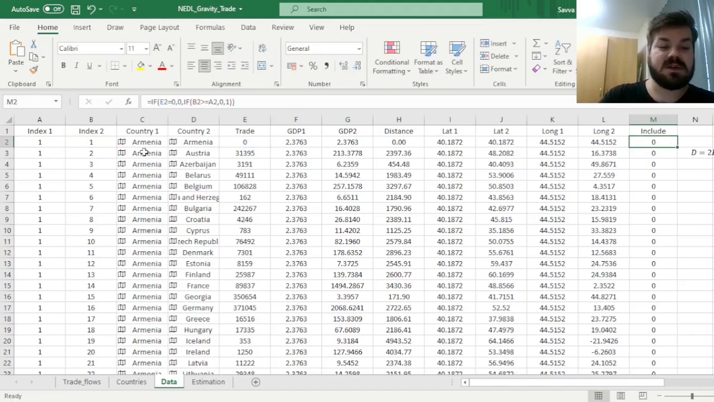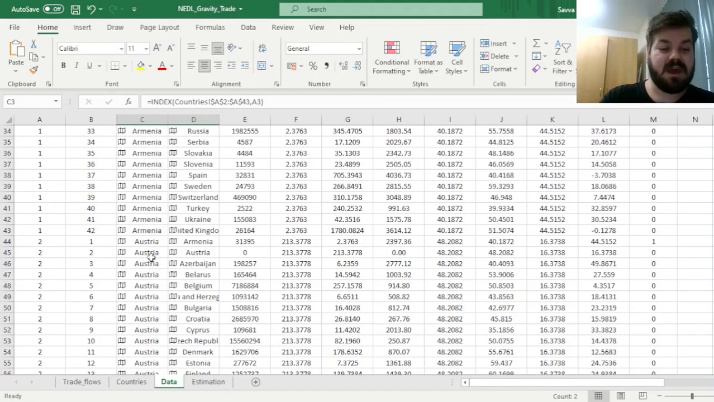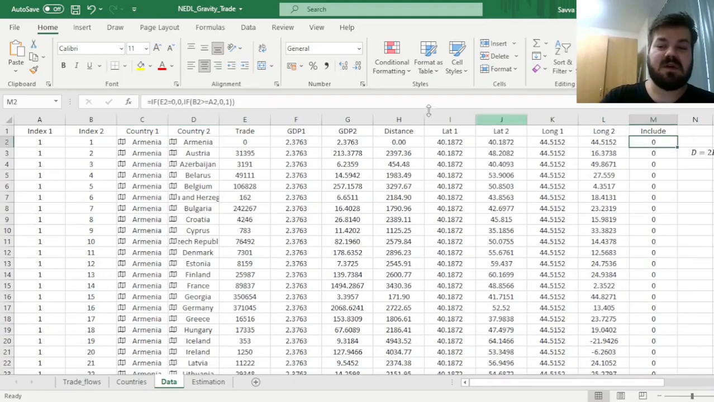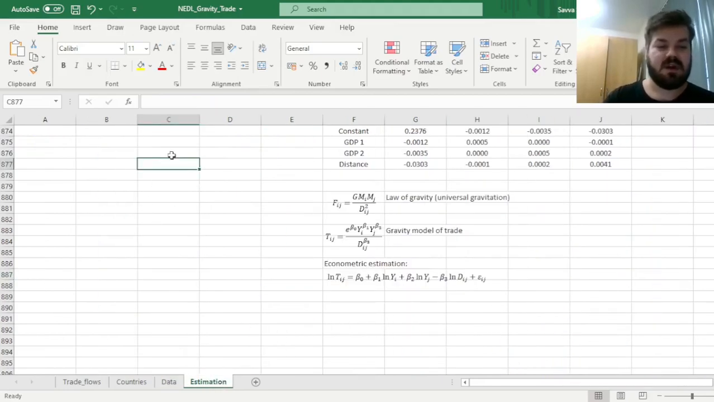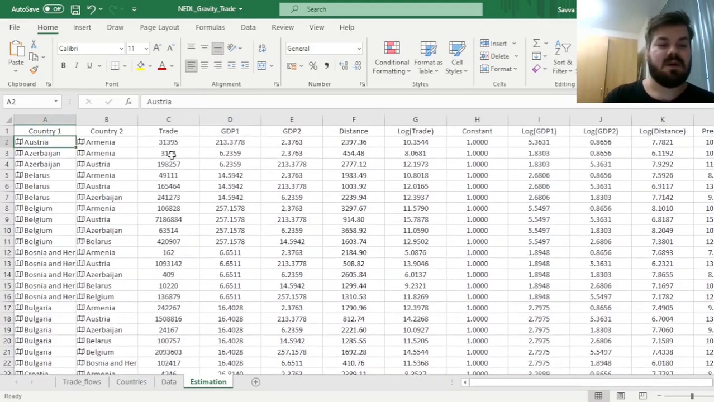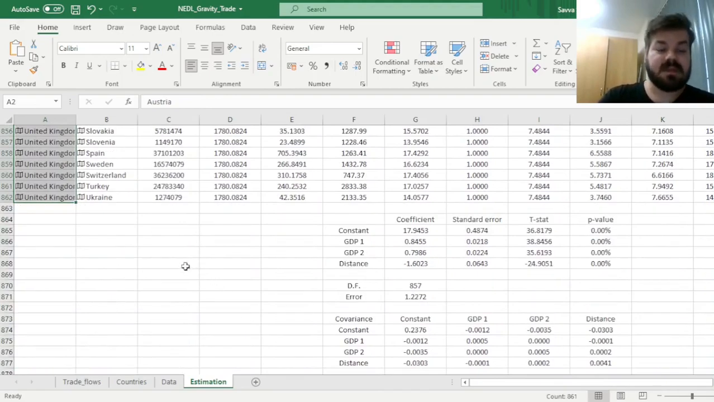So for example, we have got Armenia-Austria pair, and here we have an Austria-Armenia pair, and we need to include only one of them. So basically, we need to include only those pairs where the value of the index B2 is less than the value of the index A2 over here. So basically only the pairs below the diagonal, and that would allow us to include every single pair of countries only once. So we include, for example, Armenia-Austria, and we do not include Austria-Armenia. And finally, for our estimation, we have got a narrowed down sample where we only include 861 observations.